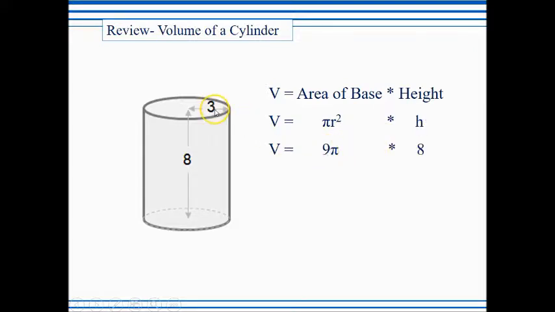So we have 3 times 3, which is 9 pi, times 8, which is 72 pi. If we substitute 3.14 in for pi, we find out that the volume of this cylinder is 226.08 cubic units. When we're measuring volume, we use cubes, a three-dimensional shape. Now you're going to see how we start with the formula for the cylinder to find the volume formula for the cone. So stay tuned for this video.